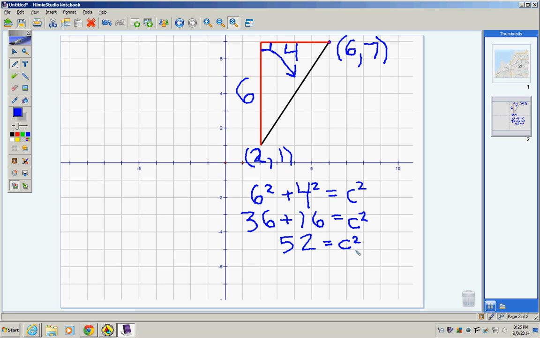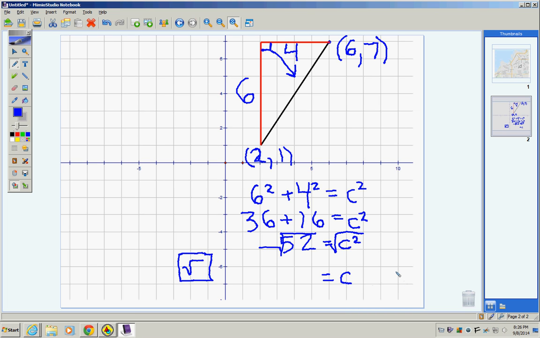All right, now what you need to do is take the square root of c squared to get c by itself, right? That means we must also take the square root of 52. The square root is a key that looks like this on your calculator. So you try it. What do you get when you take the square root of 52?